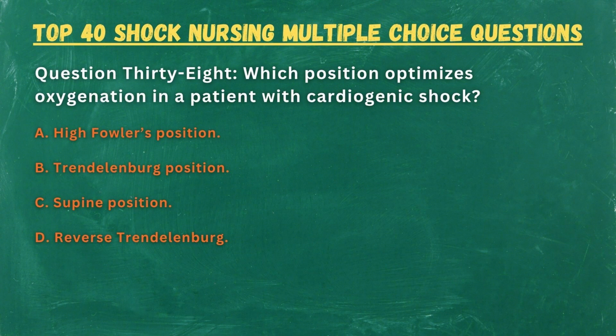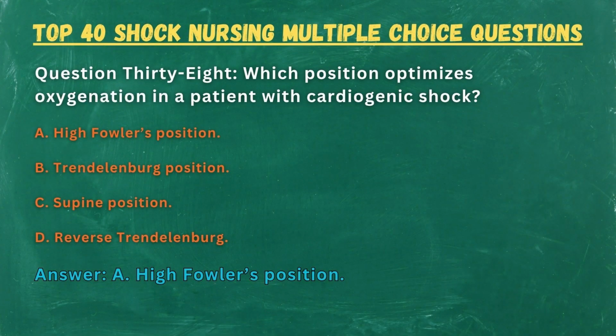Question 38. Which position optimizes oxygenation in a patient with cardiogenic shock? A. High Fowler's position. B. Trendelenburg position. C. Supine position. D. Reverse Trendelenburg. Answer: A. High Fowler's position.